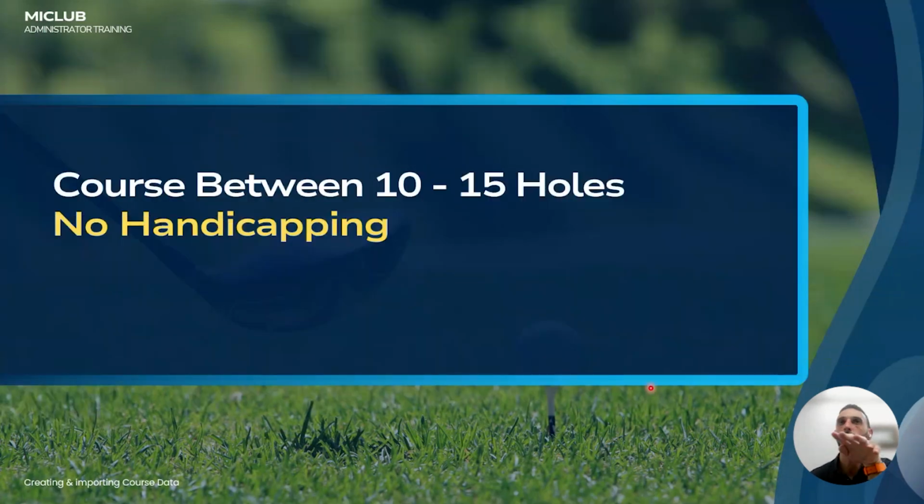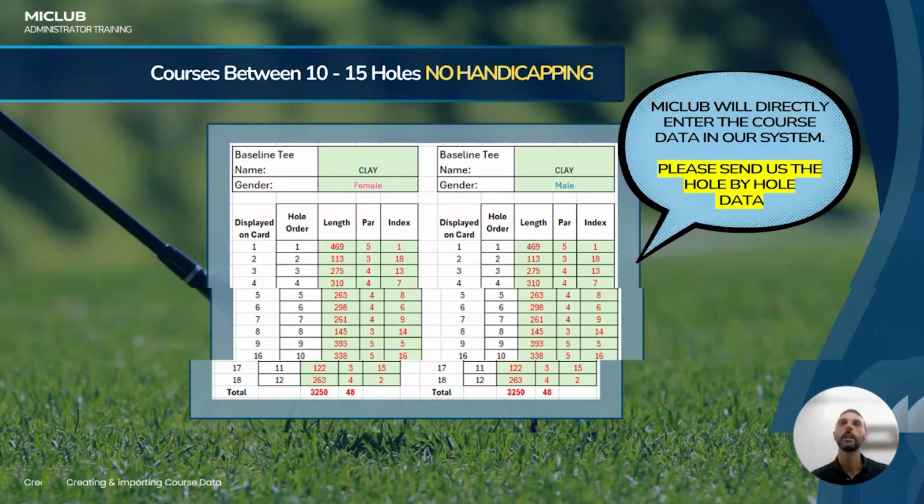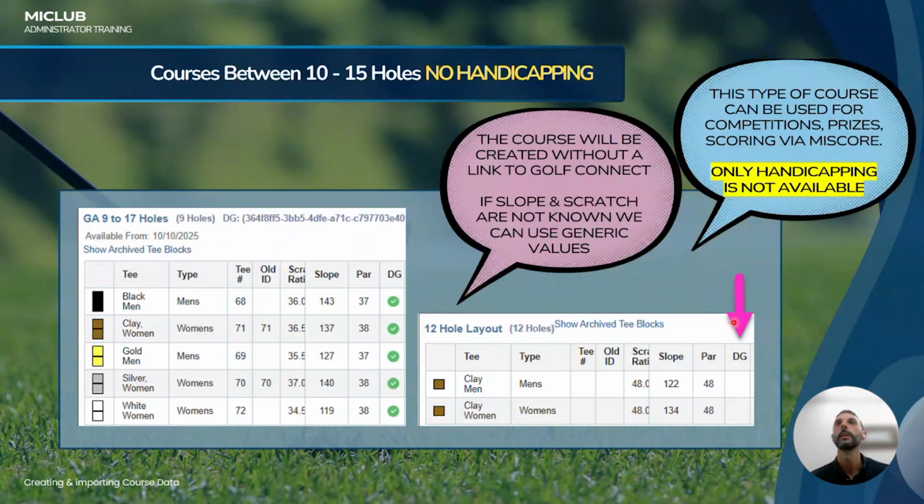And then I'll take you through an example where you might have just a novelty course or a novelty event and you don't need to do handicapping. In that case, there's no link to Golf Connect, so we would need you to send us the hole-by-hole data of what you need. There's a spreadsheet that we can send to you if you need. You just put in your hole-by-hole data, and then we will create it in our system.